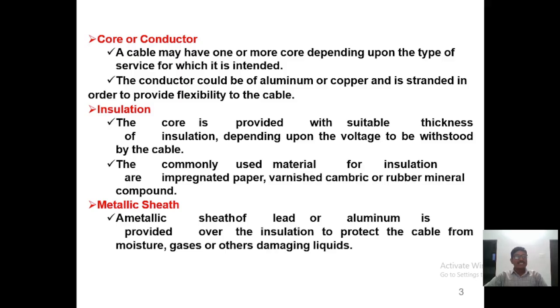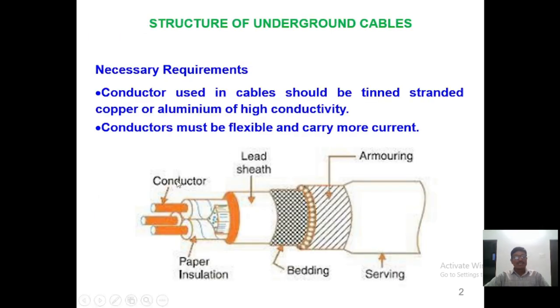About the metallic sheath, the lead sheath or metallic sheath. A metallic sheath of lead or aluminum is provided over the insulation to protect the cable from moisture, gases or other damaging liquids. Over the insulation, the lead sheath is provided to protect the conductor and insulation materials.